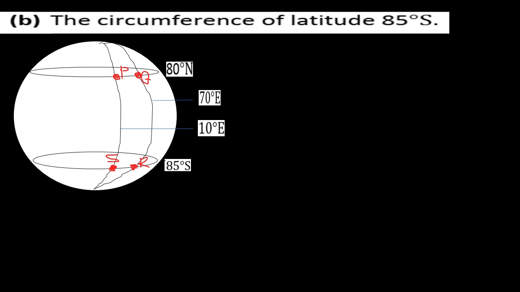Okay, so our next one is simply the circumference of latitude 85 degrees south. So we are calculating the distance, which is the circumference of latitude 85 degrees. And remember, we said that latitudes are horizontal lines, so they want us to calculate the circumference of this entire circle here, this latitude here. Okay, so remember that circumference is given by the formula circumference is equal to 2 pi r. Then since here we are dealing with a small circle, we multiply it by cos alpha.